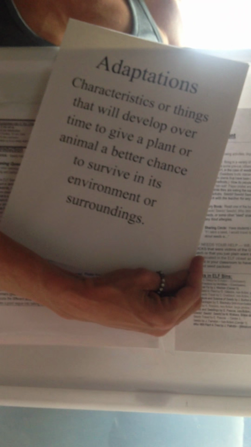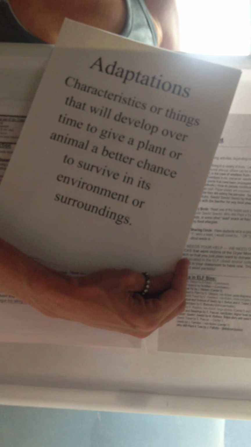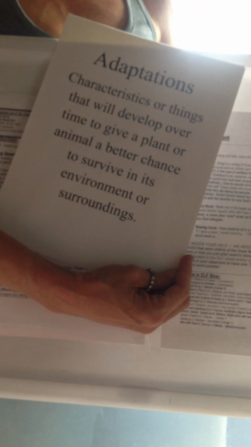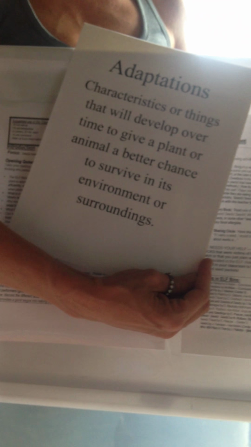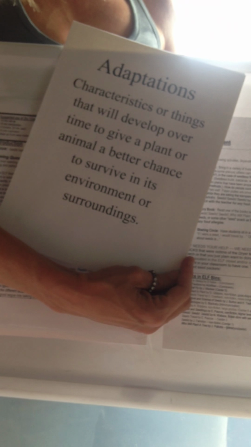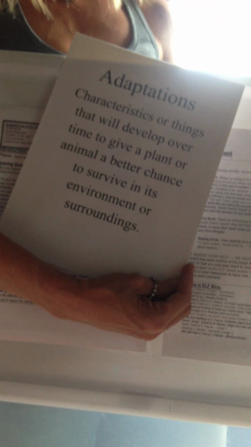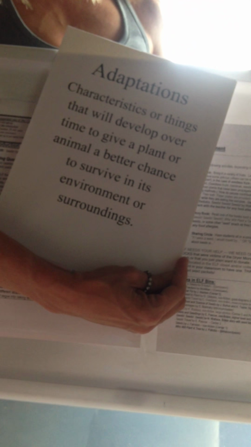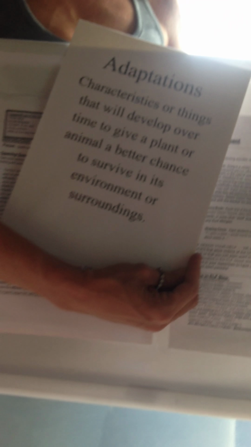So I just kind of want to dig into what our year looks like. Here's a little description of what adaptations are, and this will be in the bin. As you can see, adaptations are characteristics or things that will develop over time. And by time, we mean millions of years. Anyways, those things will develop over time to give a plant or an animal a better chance to survive in its environment or surroundings. Again, this unit specifically is about seed dispersal, so we're going to talk all about seeds.